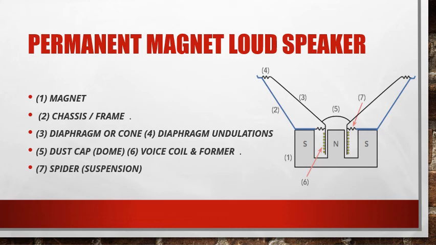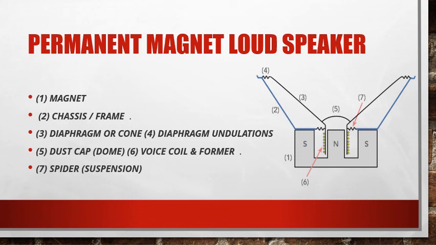Next is the diaphragm or cone. At the front of the moving coil loudspeaker, there is a cone. This transfers the vibration of the moving coil to the air, presenting a large surface area. The loudspeaker diaphragm can be made of fabric, plastic, paper, or lightweight metal. The outer part of the diaphragm is fixed to the rim of the frame, the extremity of the diaphragm often having some undulations to enable the main part to vibrate easily.